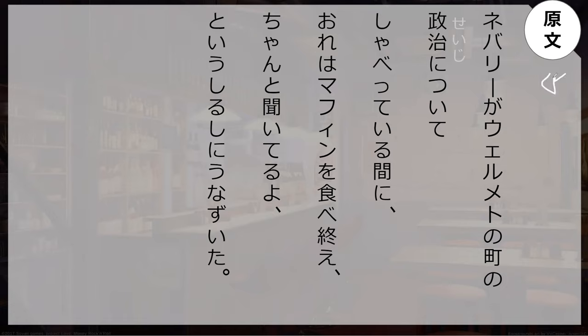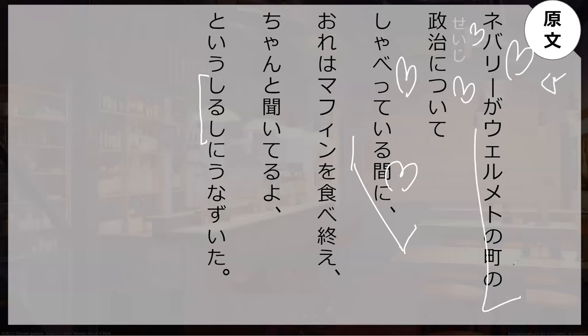Anyway, let's go read the line from the book. Hai. Nebri ga Wermeto no machi no seiji ni tsuite shabetteiru aida ni, ore wa muffin o tabe owae. During the time when Nebri was talking about the politics of the Wermeto city, I finished off the muffin.